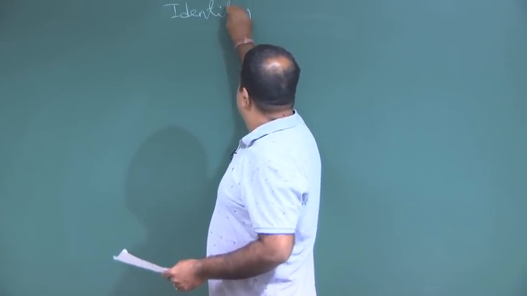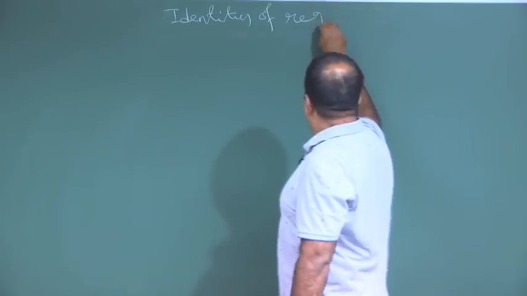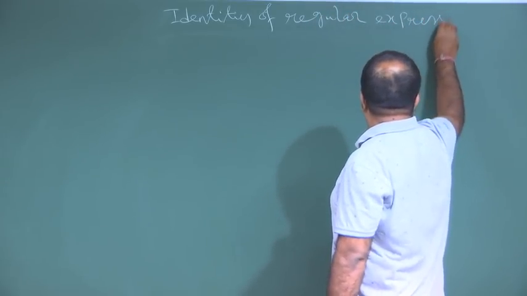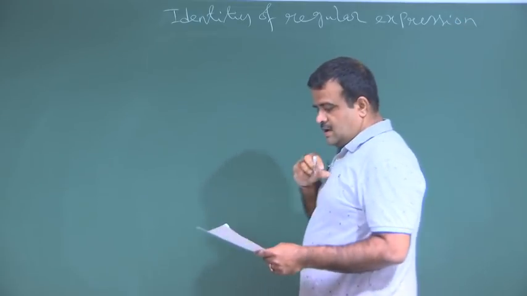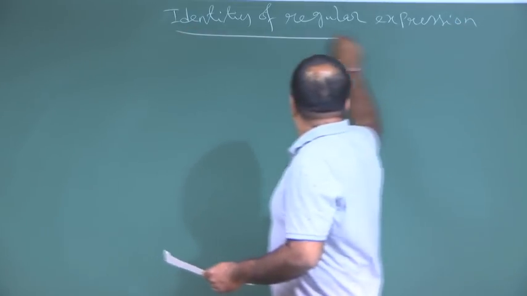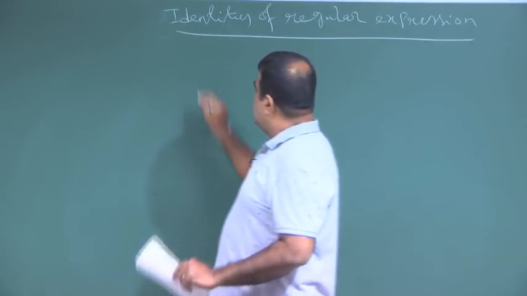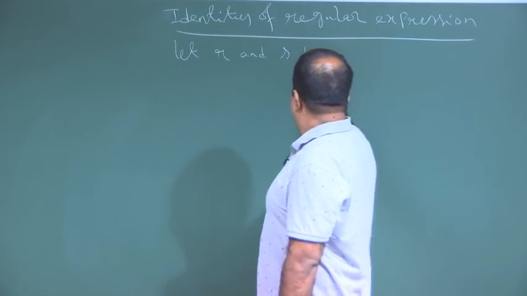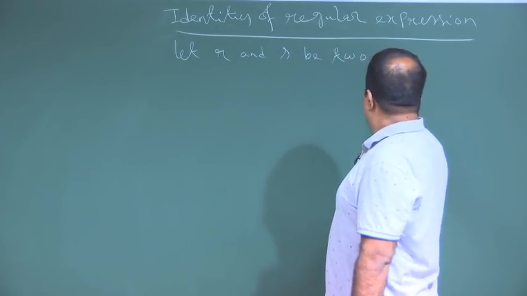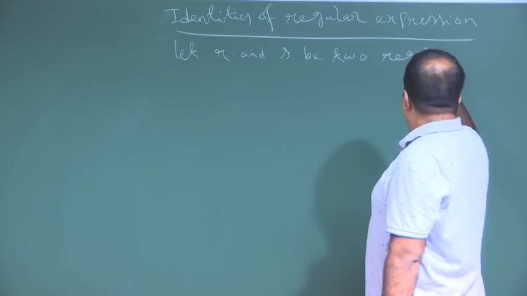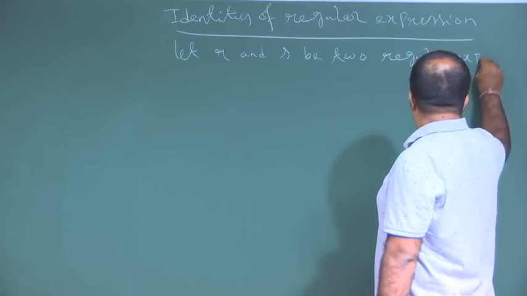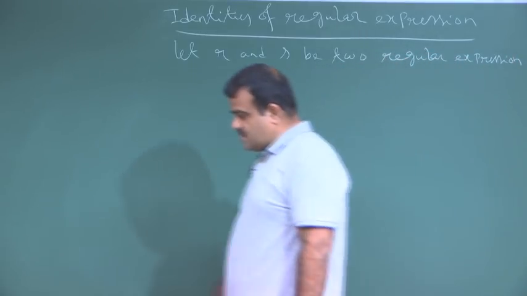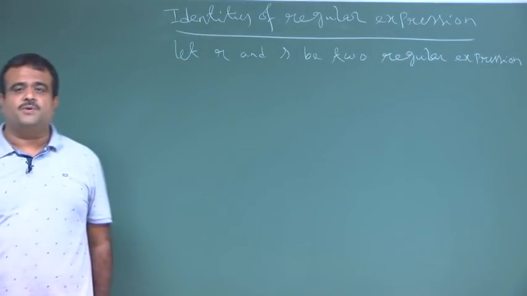Identities of regular expressions. We are going to use these to prove Arden's theorem. So, let R and S be two regular expressions, which come from some language, or R and S correspond to some language.